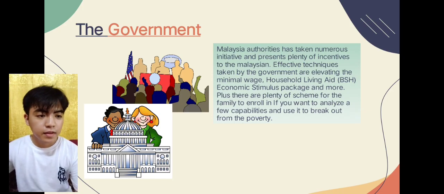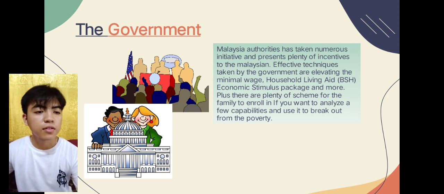The government. Malaysia's authorities has taken numerous initiatives and present plenty of incentives to Malaysians. Effective techniques taken by the government are elevating the minimum wage, household living aid or BSH, economic stimulus package and more. Plus, there are plenty of schemes for the family to enroll in if you want to analyze a few capabilities and use it to break out from the poverty.